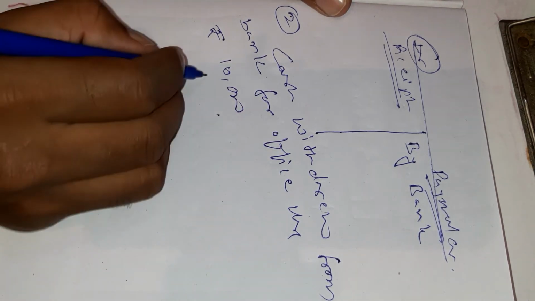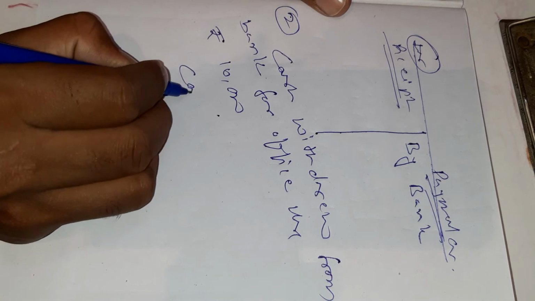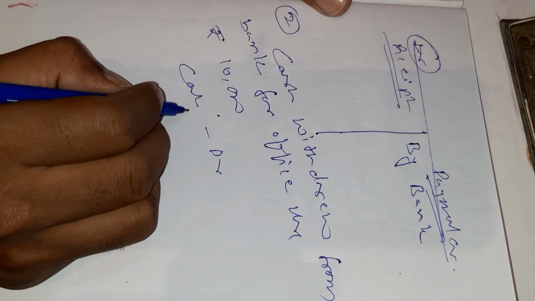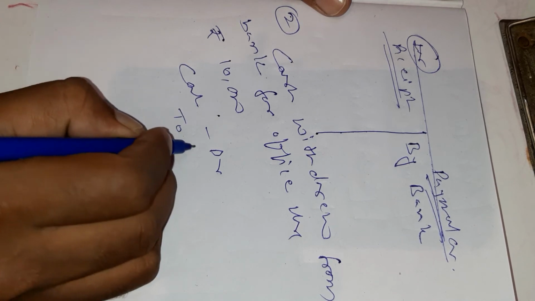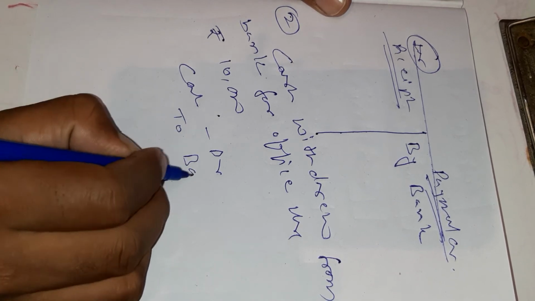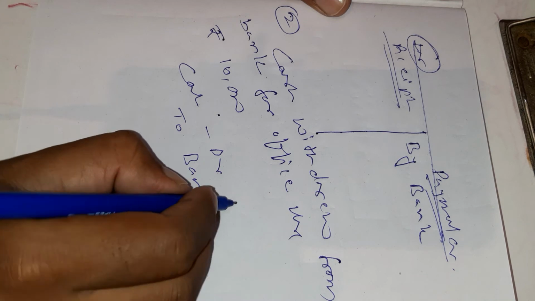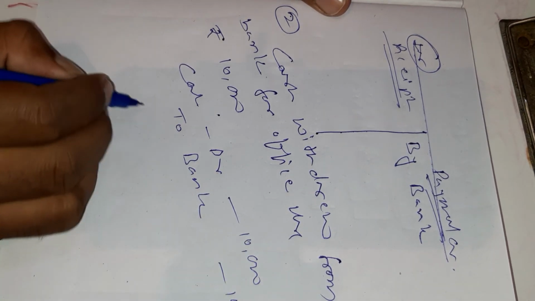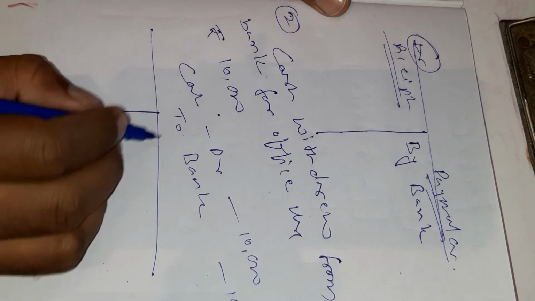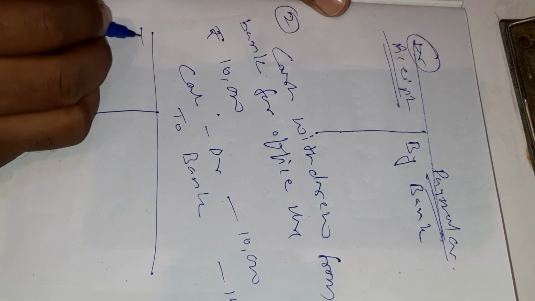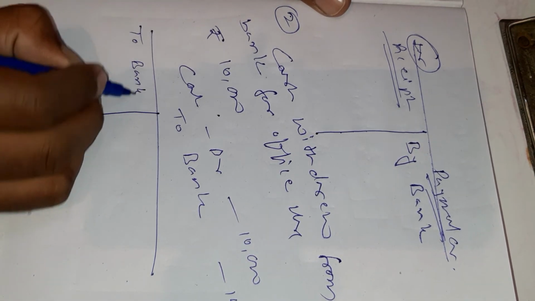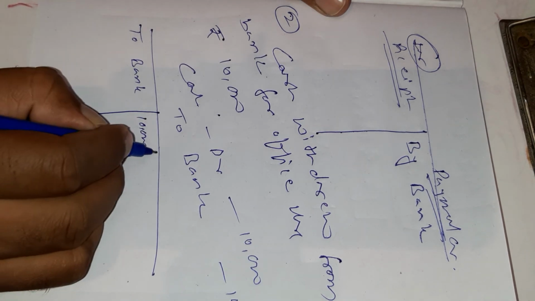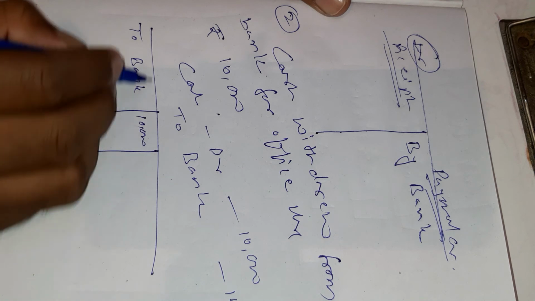What is the journal entry? Cash account debit to bank, 10,000. Clear? So cash account debit to bank, to bank, 10,000. Clear?